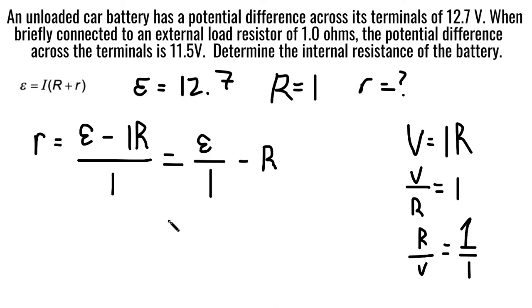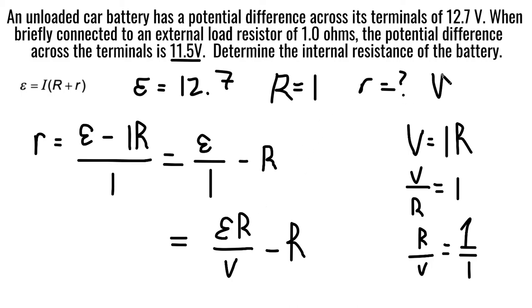So let's write that down. Then, right here, we'll put R here over V minus R. Okay, so now since we have that V here, we can actually use this. We know that V, I forgot to write down this earlier, sorry, V is equal to 11.5.